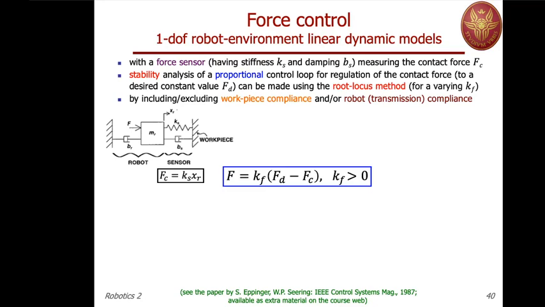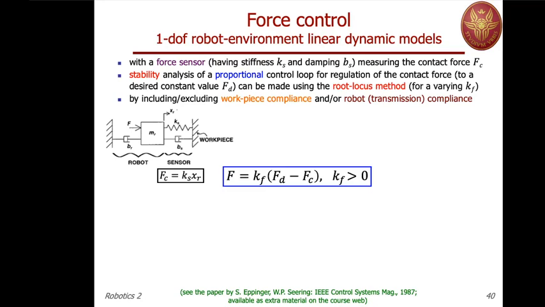Now, if you assume, for instance, that you have some transmission compliance, so that you're commanding forces on the motor side, but then the link or the tip is moving after some compliance, so you introduce a spring, you split the mass of the robot in two. One will be the motor mass and one will be the link mass, and in between you have a spring. Then you can still have a simple model like this and understand what happens when you're increasing the gain by kf. And of course you can include one or the other, you can exclude one.